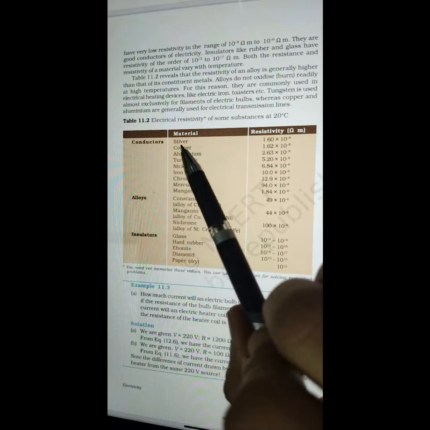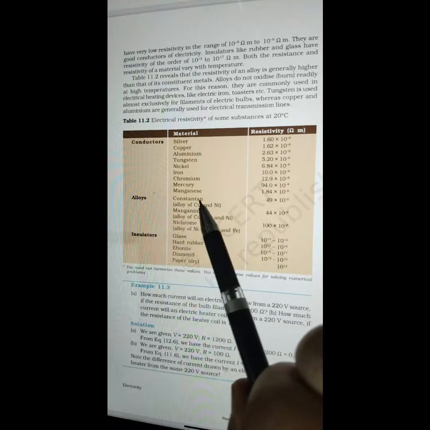Conductors are silver, copper, aluminium, tungsten, nickel, iron, chromium, mercury, manganese, and their resistivity is given. Alloys are constantan, an alloy of copper and nickel, and manganin, an alloy of copper, manganese, and nickel. Nichrome is an alloy of nickel, chromium, manganese, and iron. Insulators: glass, hard rubber, ebonite, diamond, dry paper.